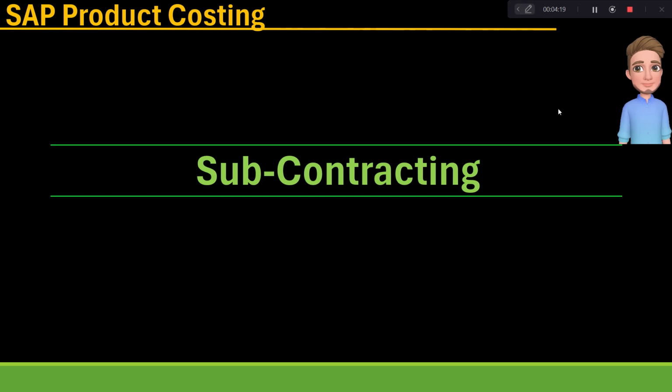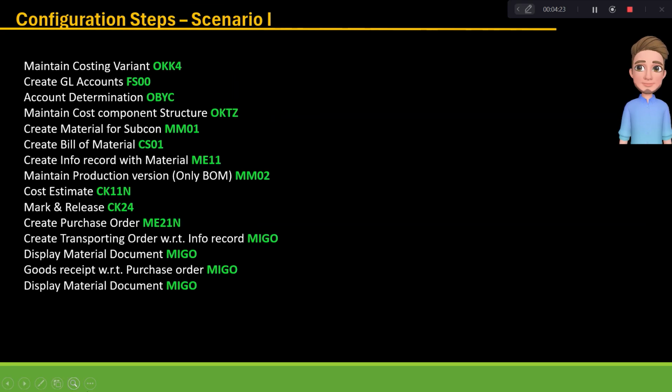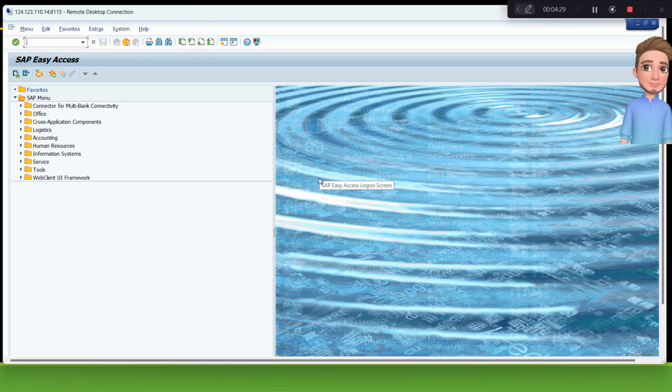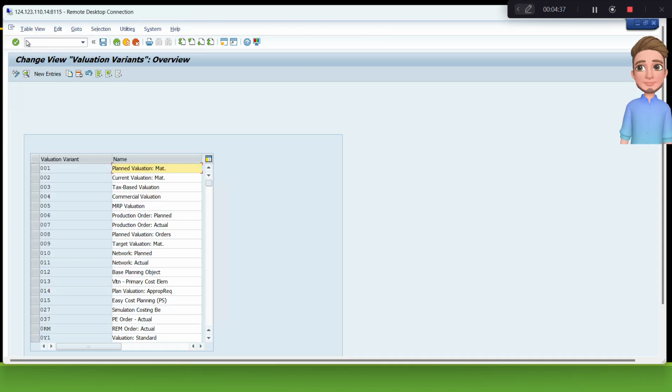Okay. So now let's get into the system and execute these steps. I go into the SAP system. Okay. Now the first step is that we go to the costing variant. You can directly go using OKK4. Okay. And the valuation variant is 001.